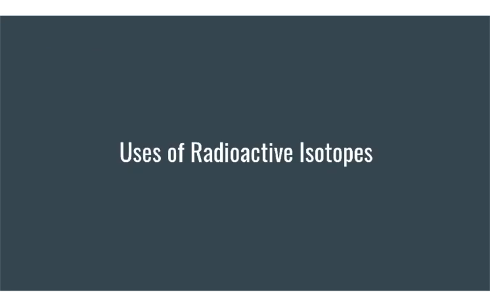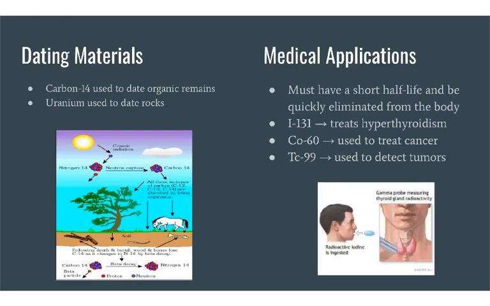So there are tons of uses of radioactive isotopes, many beneficial. So let's take a look. Some of these you have probably heard of countless times, but we're going to talk about them again real quick. Dating materials. Carbon, remember I said earlier that carbon is typically 12, but it has isotopes of 13 and 14, and we use these to date organic remains.